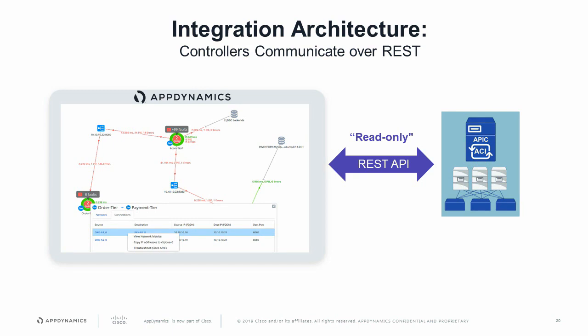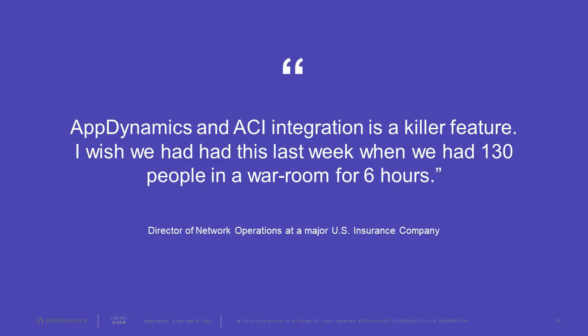We also want to share some details about what our customers think about this integration. We have a quote from a Director of Network Operations at a major U.S. insurance company where they had to have 130 people in a 6-hour war room. Think about the amount of resources you're spending for those 6 hours and the cost to your business. And this is what they said. They said AppDynamics and ACI integration is a killer feature. Wish they had this when they had 130 people in a war room for 6 hours.